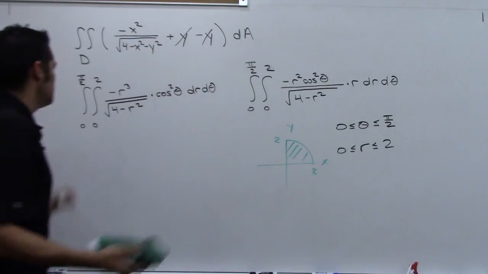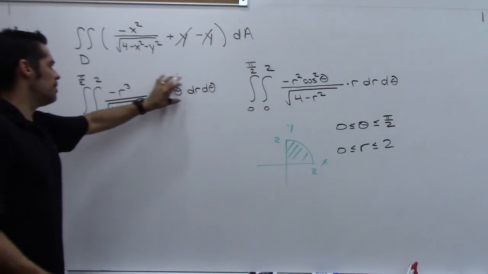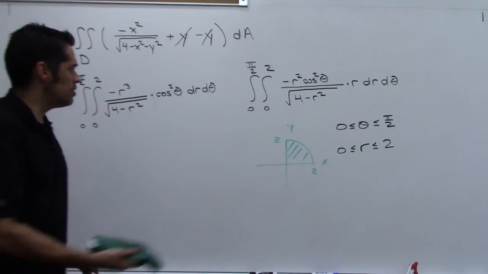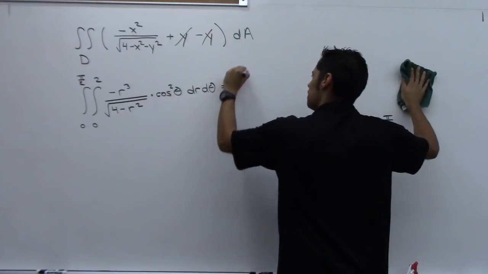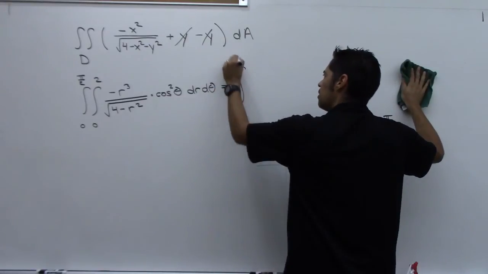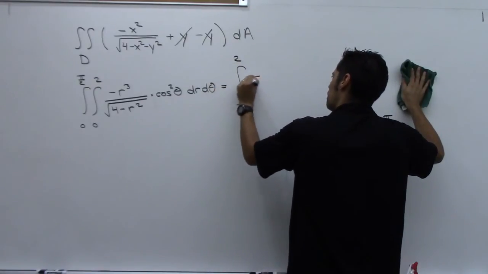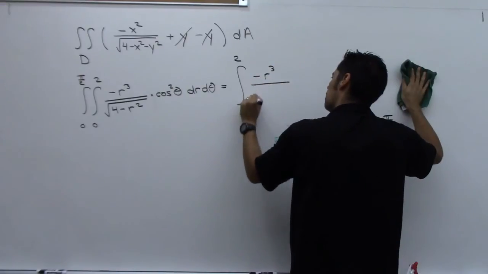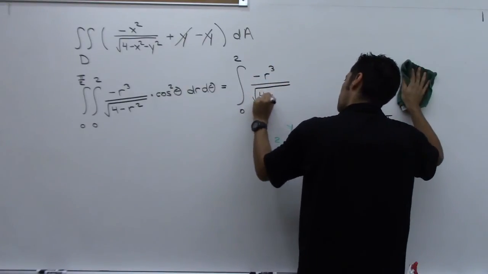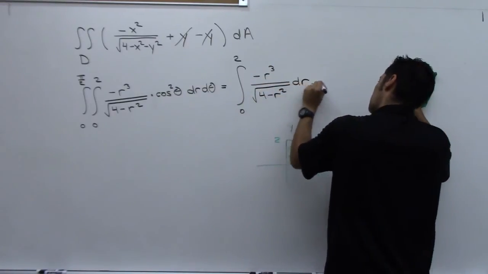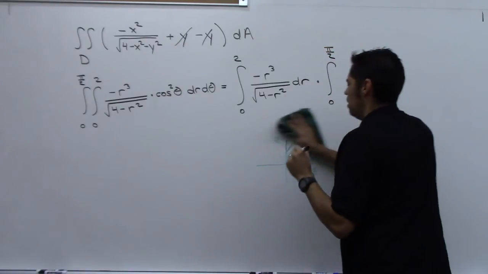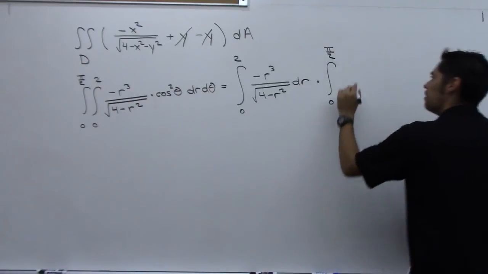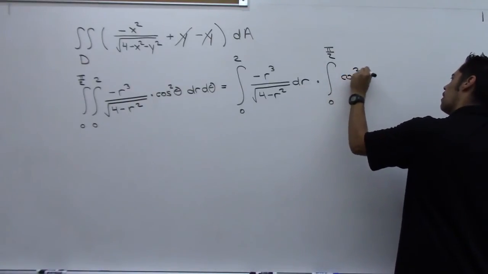That's just rearranging things. And notice the r's and the thetas are separated by multiplication, so I can turn this into two integrals and multiply them together. So this is the integral from 0 to 2 of the r stuff, negative r cubed over square root 4 minus r squared dr, times the integral from 0 to pi over 2 of cosine squared theta d theta.